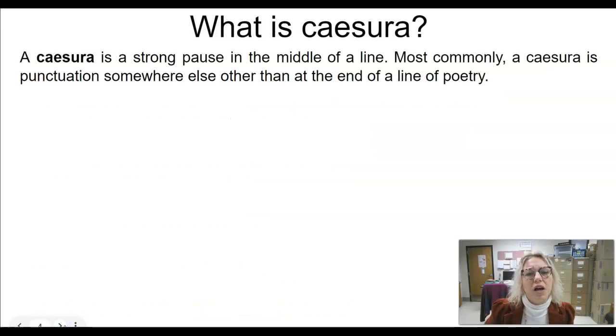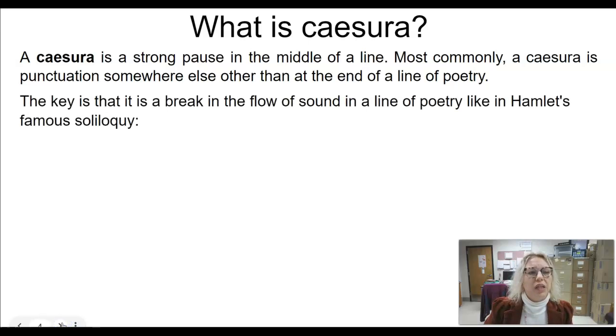How about caesura? Caesura is a strong pause in the middle of a line. Most commonly, a caesura is punctuation somewhere else other than at the end of the line. So the key here is that there's a break in the middle of a line, which is an unnatural spot for a break. Typically, breaks would happen at the end of a line. So when they're in the middle, they're worth noting.